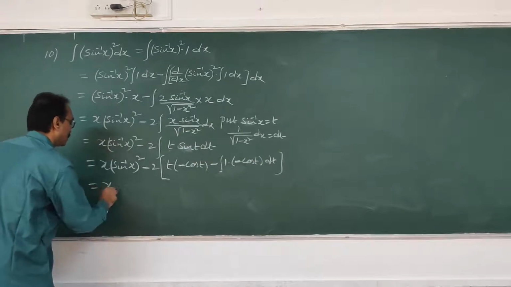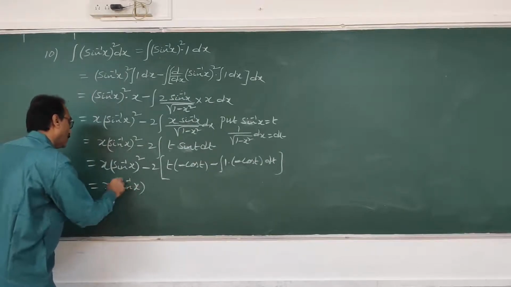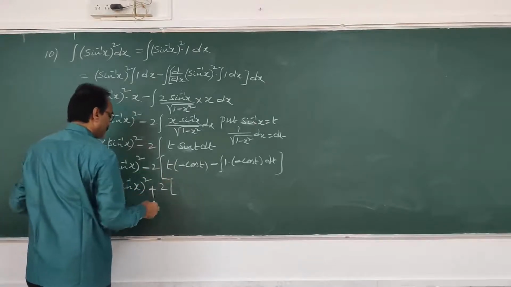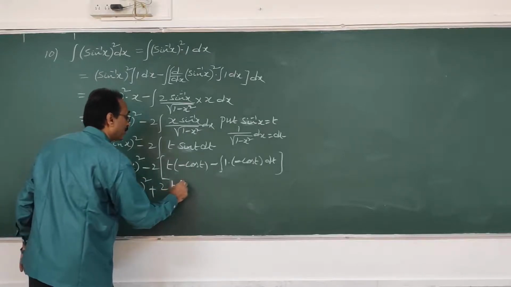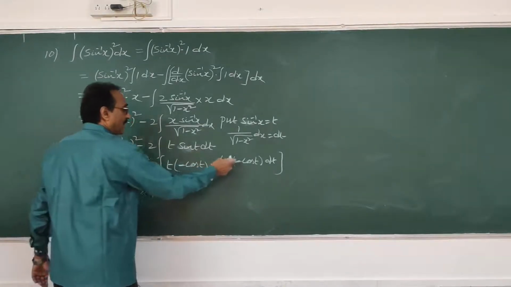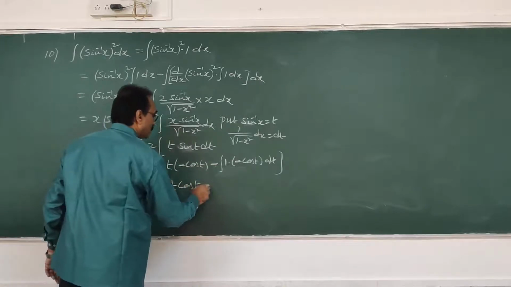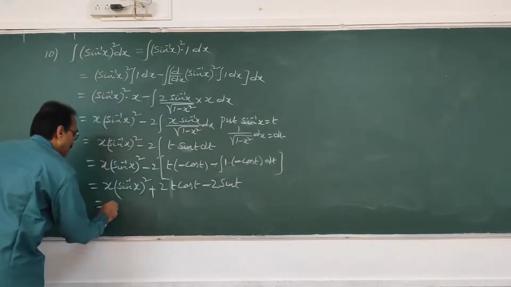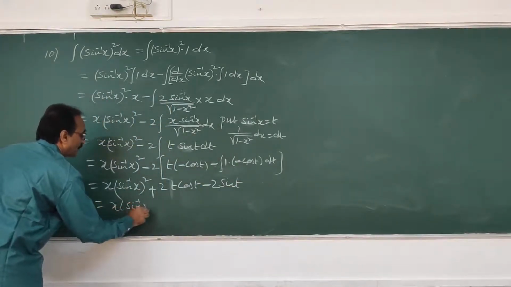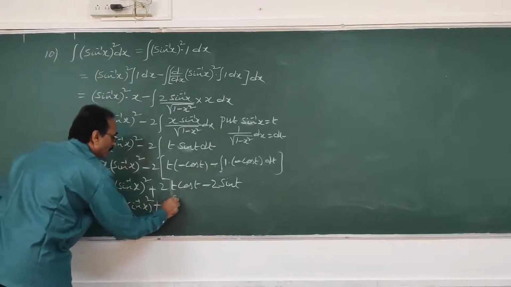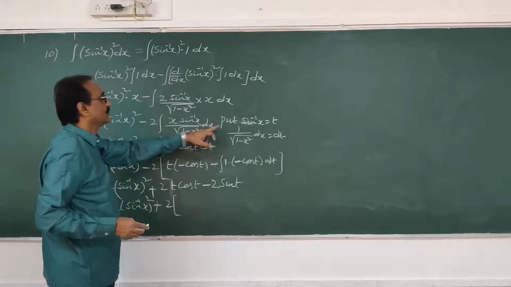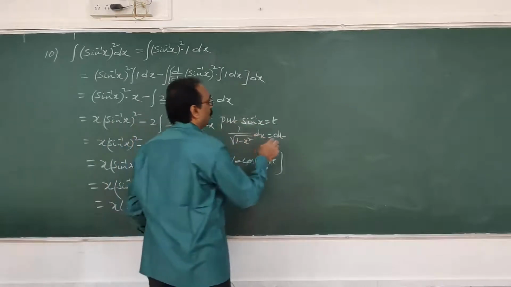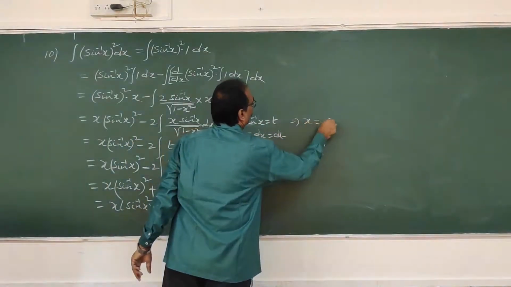So x into (sin inverse x) whole square, minus into minus, plus 2 into, better you write 2t cos t, now minus into minus plus, into minus 2 into integral of cos t sin t. Now what you have to do: x into (sin inverse x) whole square plus 2 into, take common. Now t means sin inverse x. What is cos t? I will write here, don't get confused: this implies x equal to sin t.